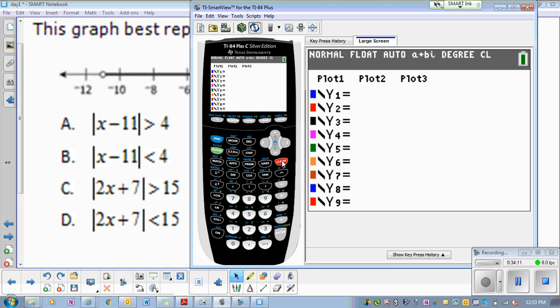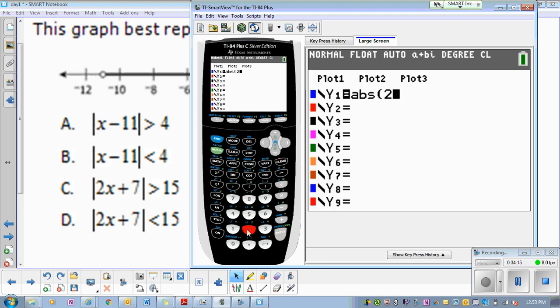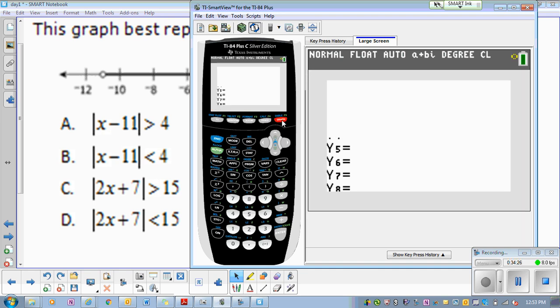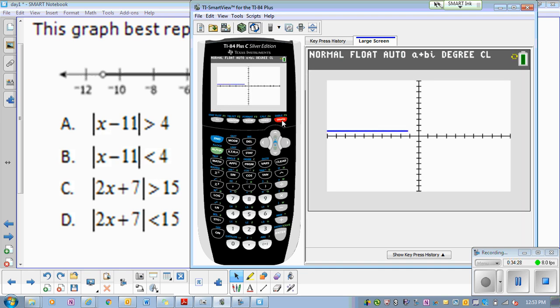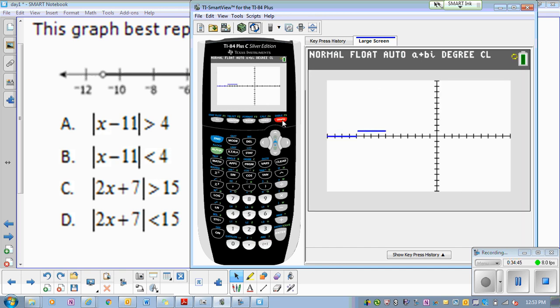What was the other choice? D. Okay, let's try it. Let's put in D. Math, number, apps, 2x plus 7, less than 15. Graph that from negative 10 to what? 4? I don't know why it's doing that. It's supposed to be negative 11. Oh, negative 11. Then I need to go and see. X minimum, I'm going to go to negative 15. Yeah, it's supposed to be negative 11 to 4.